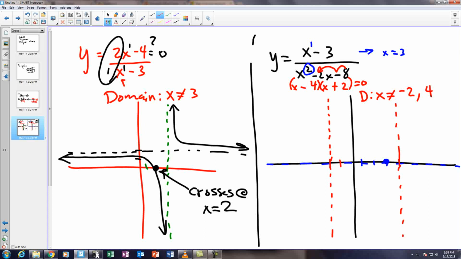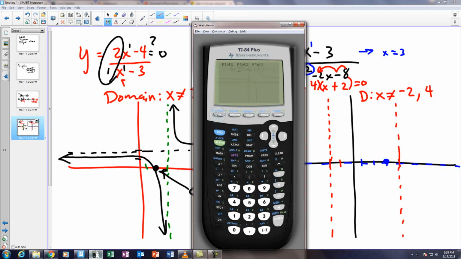I could try to piece together the rest of this graph on my own, but I prefer to just type it in the calculator. And so I'm going to have my x minus 3 over, and I'm going to go to the original. I'm not going to do the x minus 4, x plus 2 thing. It's easier to just do x squared minus 2x minus 8, close parentheses, graph. We should see 3 distinct pieces.